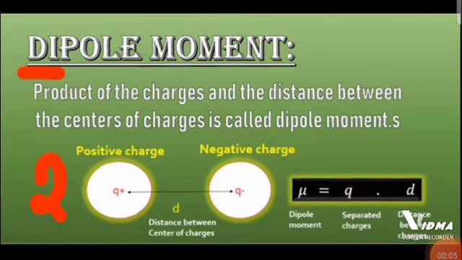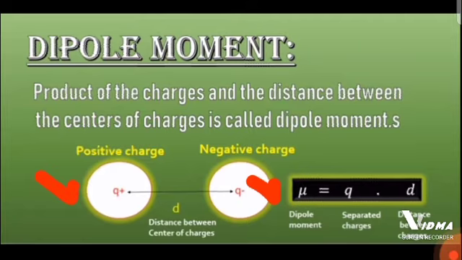Dipole moment. Di in the sense two, pole means opposite charges, positive and negative. On the screen you can find the positive charge is represented by Q plus and the negative charge is represented by Q minus. That is a dipole. Now let us understand the meaning of dipole moment.